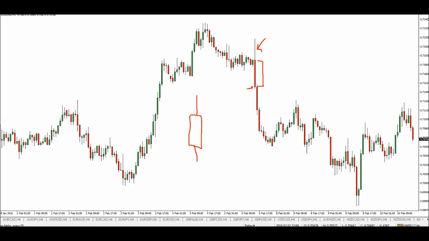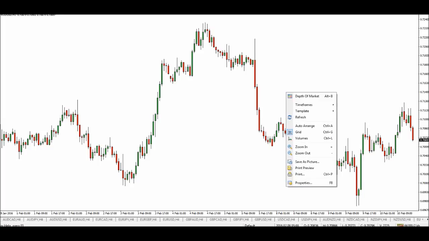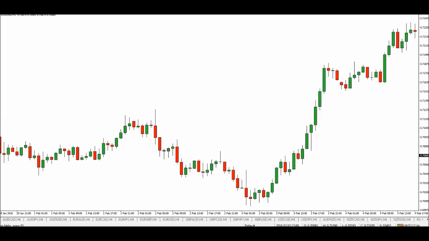Now what does the body represent? The body represents the difference between opening and closing price of the candle. So when a new candle opens, you'll get a line like this, and when a candle closes, you'll get another line, and basically they are joined and create the candle body. So if we zoom in a bit further, I'll be able to give you some examples of this.